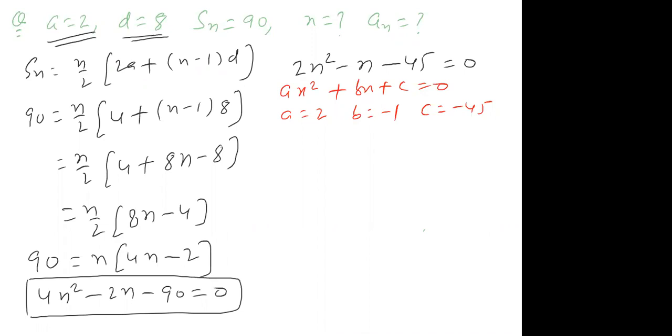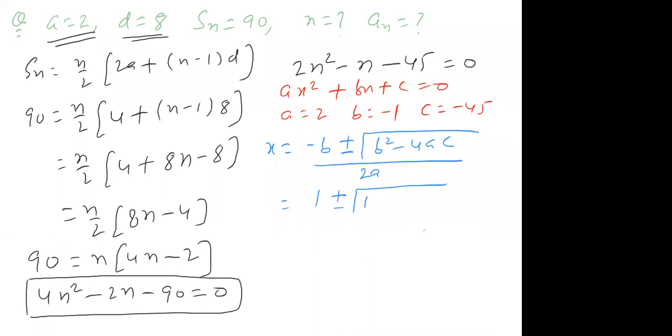So x is equal to, what is the solution? x is equal to minus b plus minus under root b square minus 4ac upon 2a. So minus b will be how much? 1 plus minus under root b square, 1 minus 4.